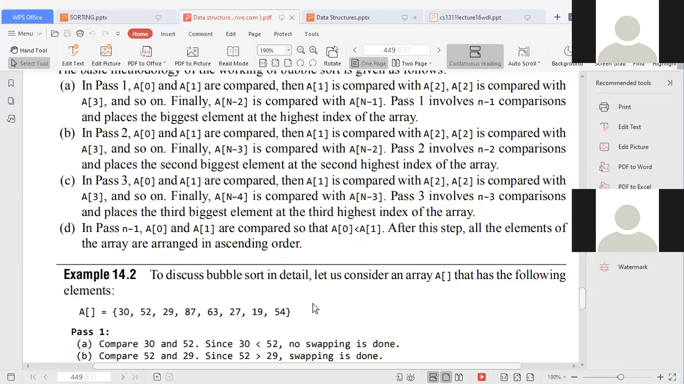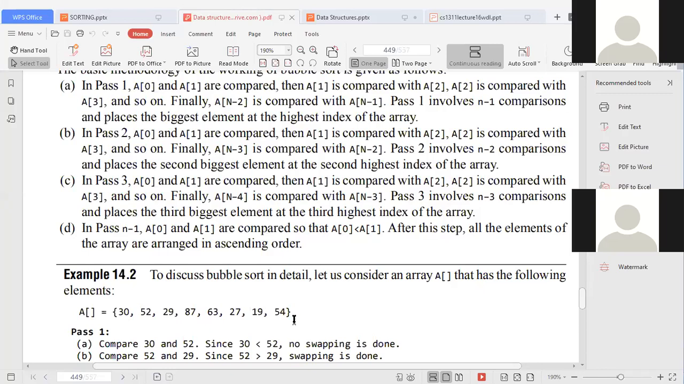How many passes we need to have towards sorting all the elements? How many passes do we need? How many elements are there? How many elements are there? B5, speak. How many elements are there? What is the n value? The n value is 8. Yes, sir. 1, 2, 3, 4, 5, 6, 7, 8.